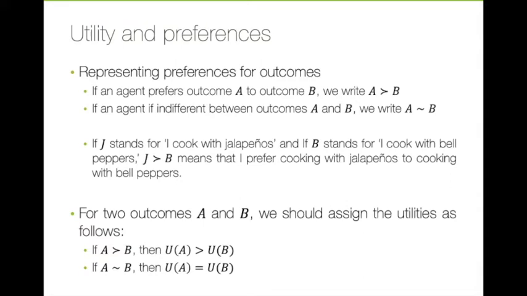So take two outcomes for some agent A, and those outcomes we'll call A and B. We have to make sure we assign the utilities as follows. If the agent prefers A to B, then the utility of A has to be greater than the utility of B. And if the agent is indifferent between the outcomes A and B, then the utility of A has to be equal to the utility of B. These rules can always serve as a check on whether or not the utilities you assign make sense.